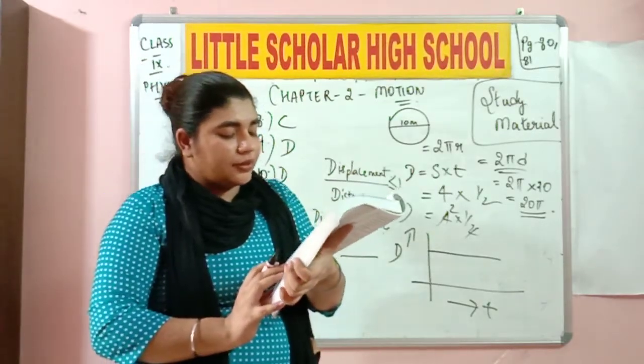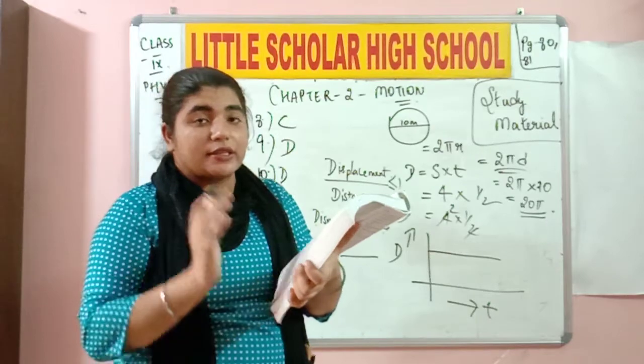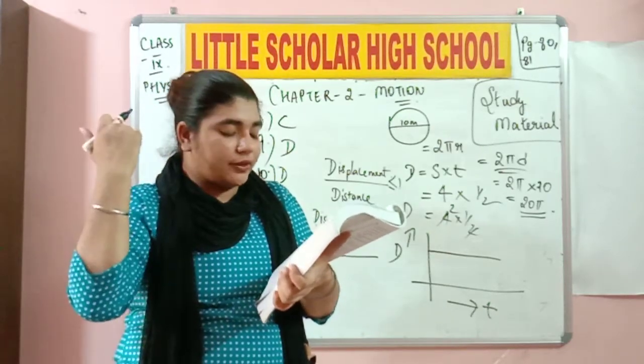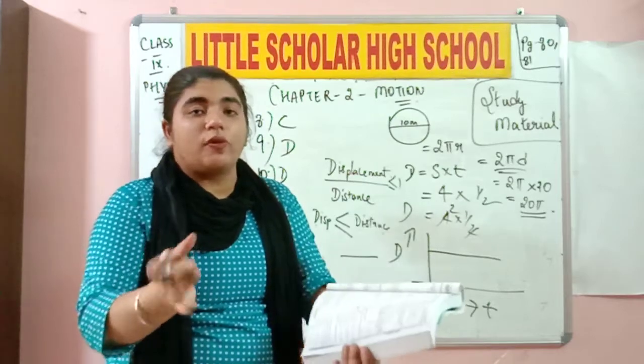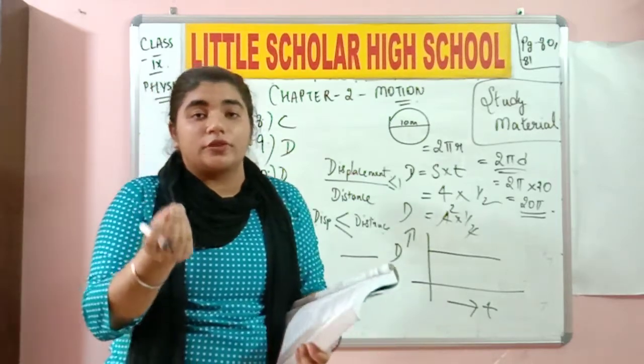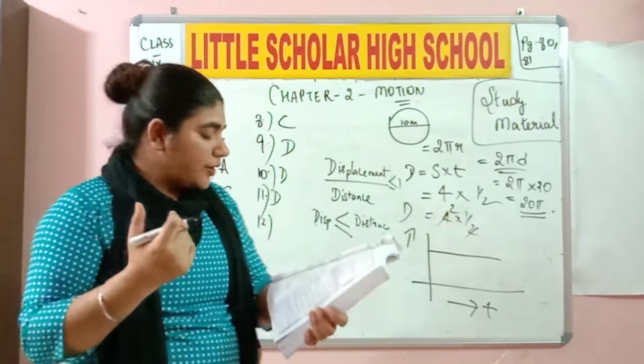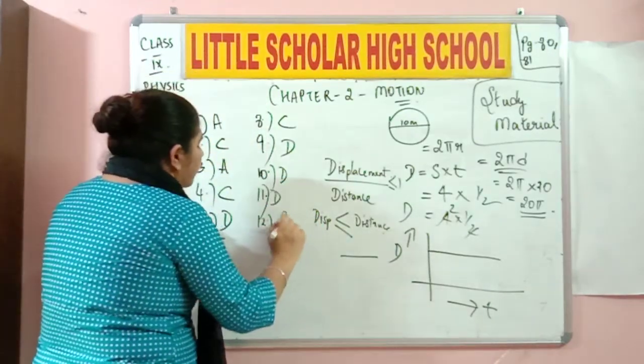A man sitting in a train in motion is facing the engine. He tossed a rupee coin up. The coin falls behind him. The train is moving forward with acceleration only because the train is moving forward. That is why the coin fell behind. Do you understand? So 12th one is going to be A.